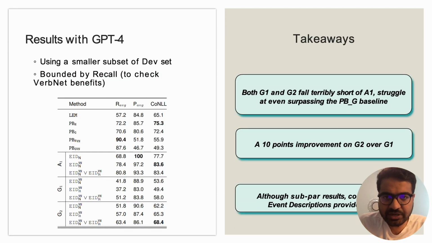We run the clustering baseline methods on the X-AMR graphs produced by G1, G2, and the annotator A1 for a smaller subset of the development set. Note that this set is bounded by recall. The key takeaways from this are as follows.